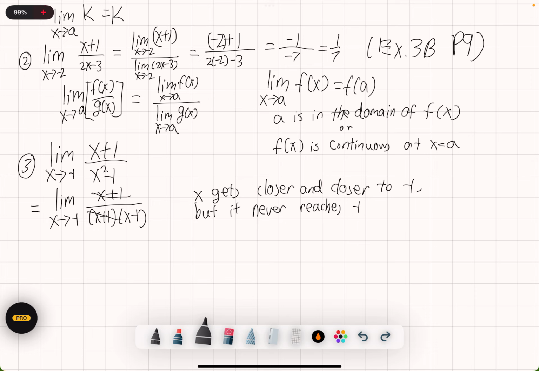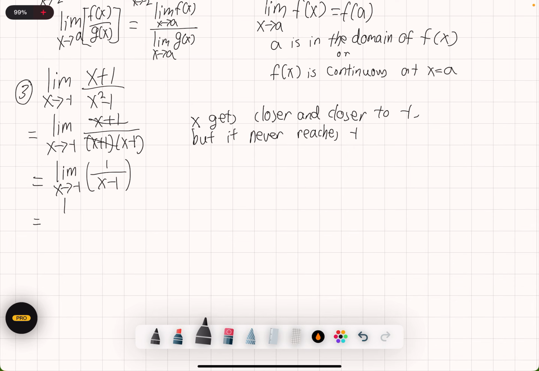Like, we can use a calculator and set x as negative 0.9999 or negative 1.0000001. We can't actually calculate this when x is negative 1 because this doesn't exist. So in this case, when x is never even going to equal negative 1, we can just cancel these out because this is only 0 when x is negative 1. So now we're left with the limit as x approaches negative 1 of 1 over x minus 1.